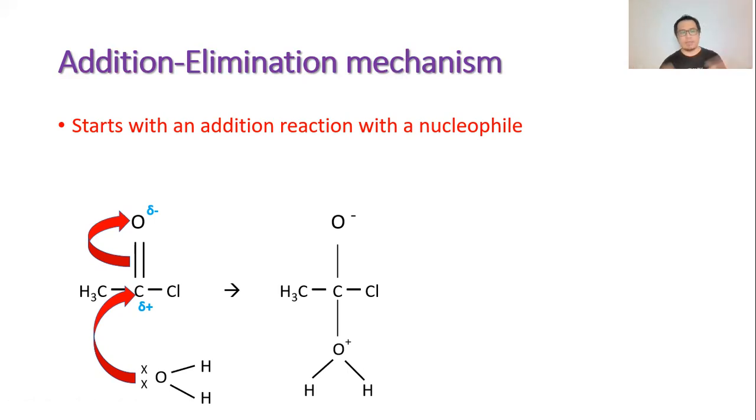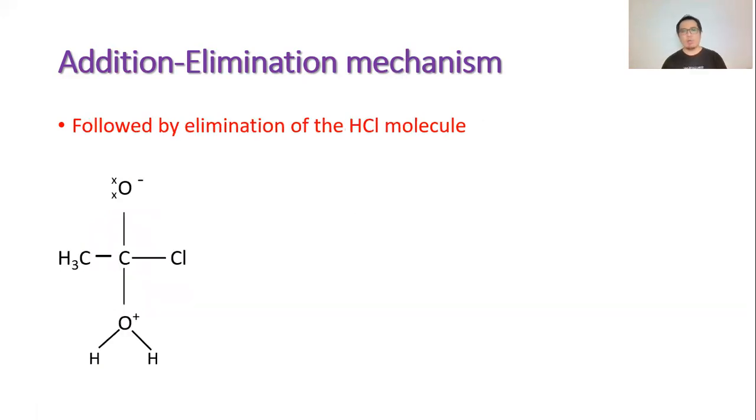So remember, this is the addition part of the mechanism. Now remember, this is not done yet because this is literally your intermediate. So we're going to move on next to the next part of the reaction, whereby we'll see an elimination reaction. You should know by now that the small molecule released over here will be in the form of hydrogen chloride. So let's go straight into this intermediate that we had just now.